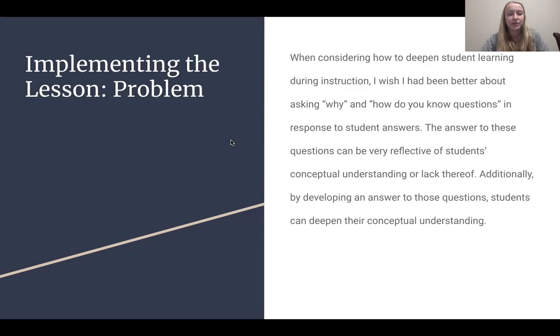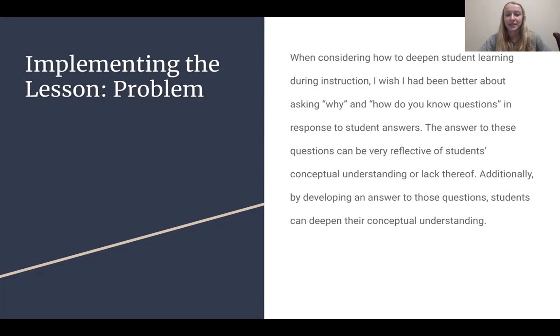When implementing the lesson, the problem that I identified was that when considering how to deepen student learning during instruction, I wish that I had been better about asking why and how do you know questions in response to student answers. My problem was that I tended to just say, good job, or move on to the next thing if a student got the answer right and not really spend much time on that.